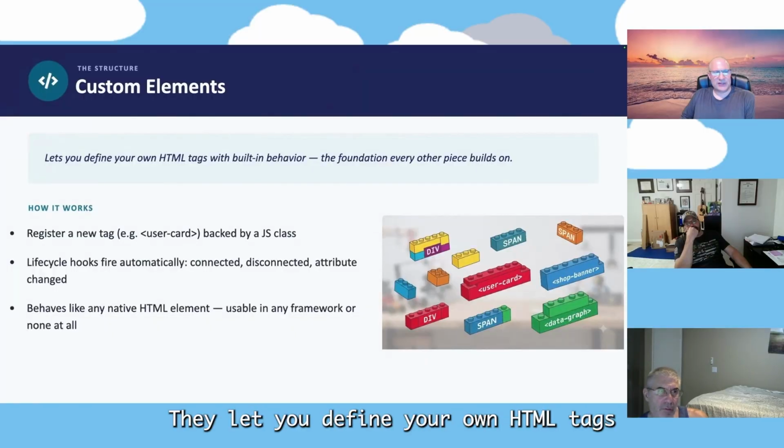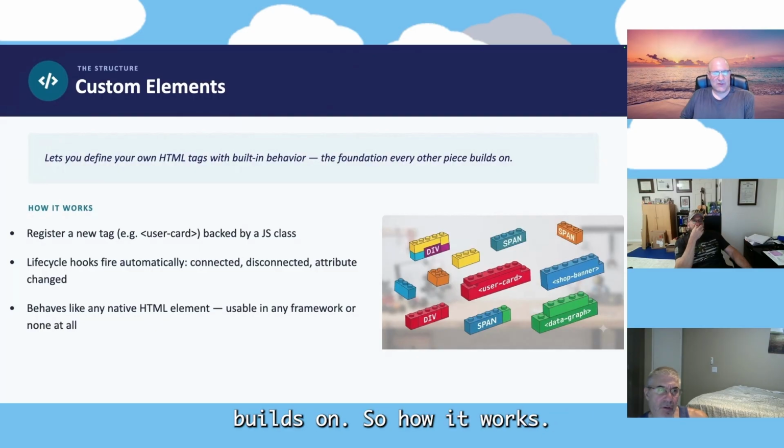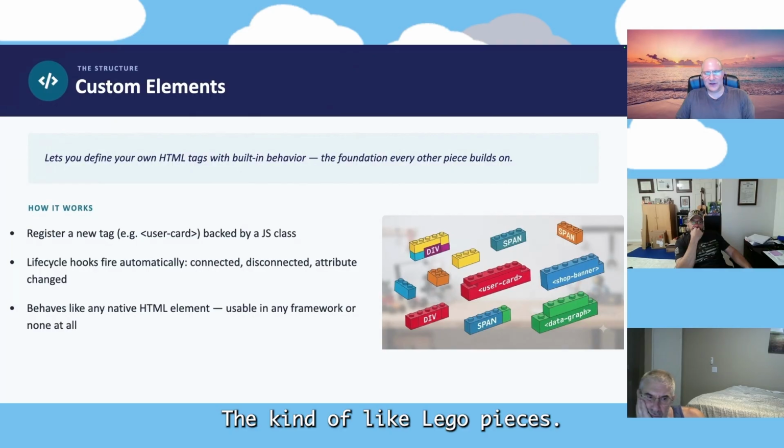They let you define your own HTML tags with built-in behavior, the foundation every other piece builds on. How it works: you register a new tag. This one's called user-card. It's backed by a JS class. I showed you that before; that's what that class was. They're kind of like Lego pieces. See how you can make your own? It has user-card in the center of the Lego piece.